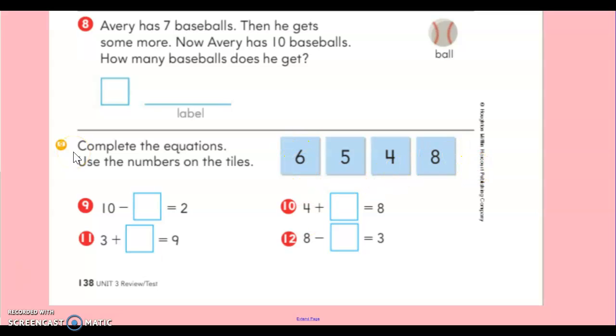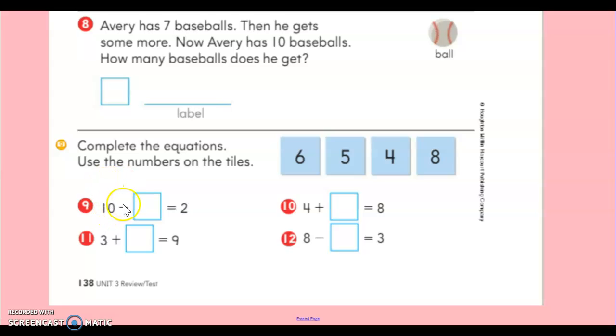I'll give you a hint. You're only going to use each tile once. So if you figure out one of the answers and you use that answer on the tile in your equation, you're going to want to cross it off to make your life easier. Okay, let's do one together.